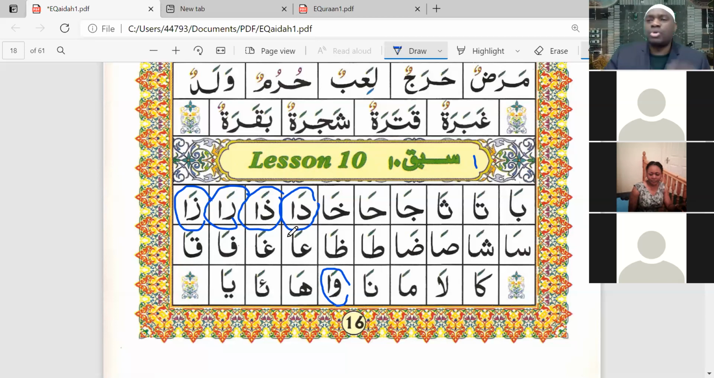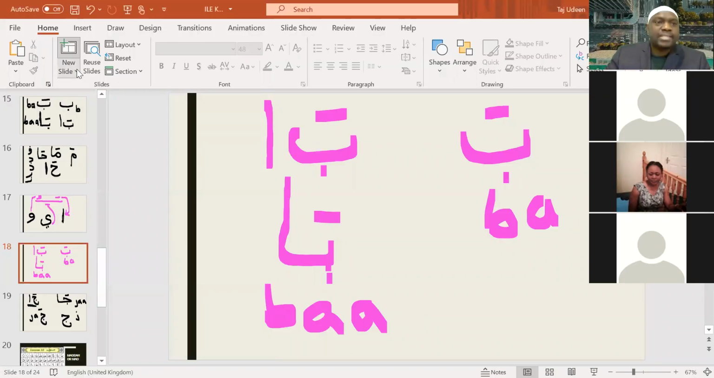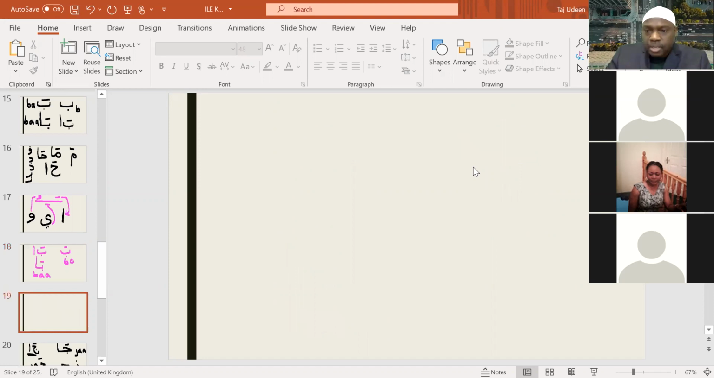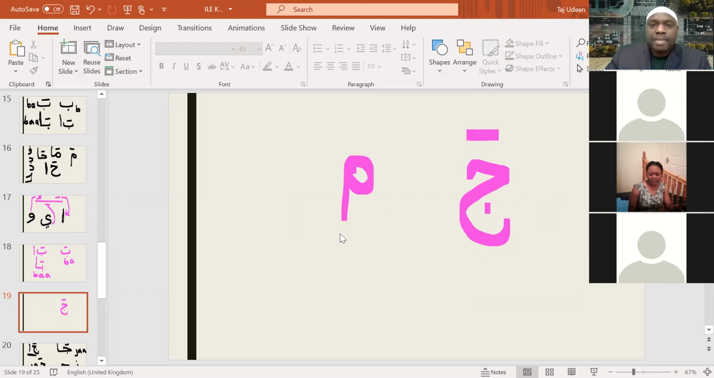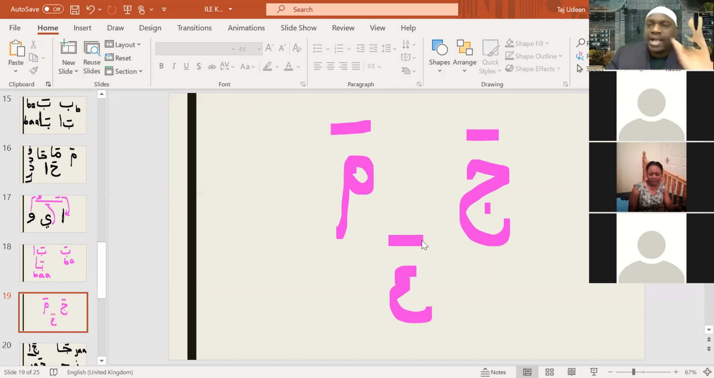Okay, which one is 1 count? 1 count is just only the Fatha. If I write Ba Fatha, let me do another one. If I write Jim Fatha, what? Ja. Yeah. This is 1 count. Anytime you have Fatha, it's just 1 count. If I write Mim, then Fatha, Ma, 1 count. If I write Ain, Fatha, this is 1 count.